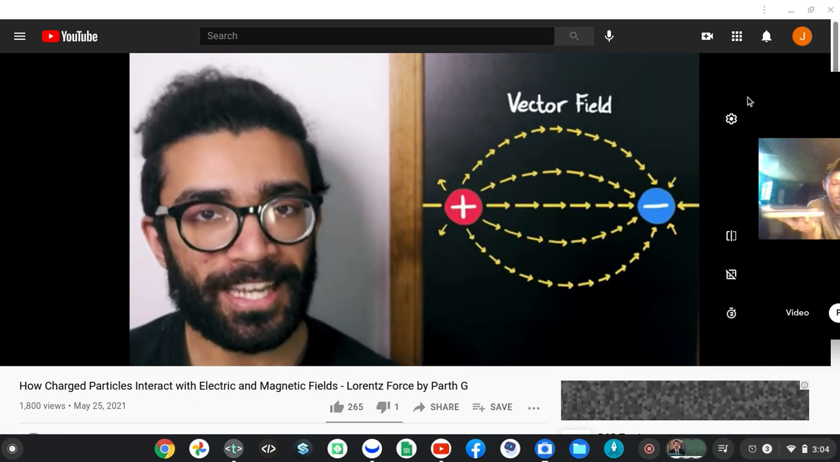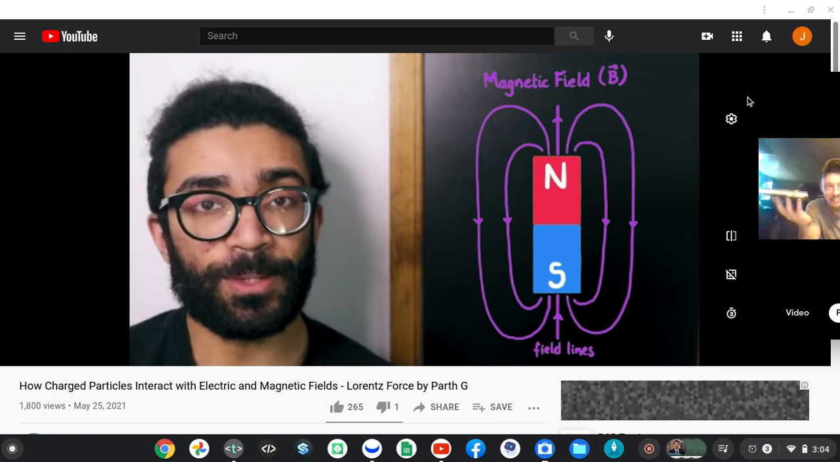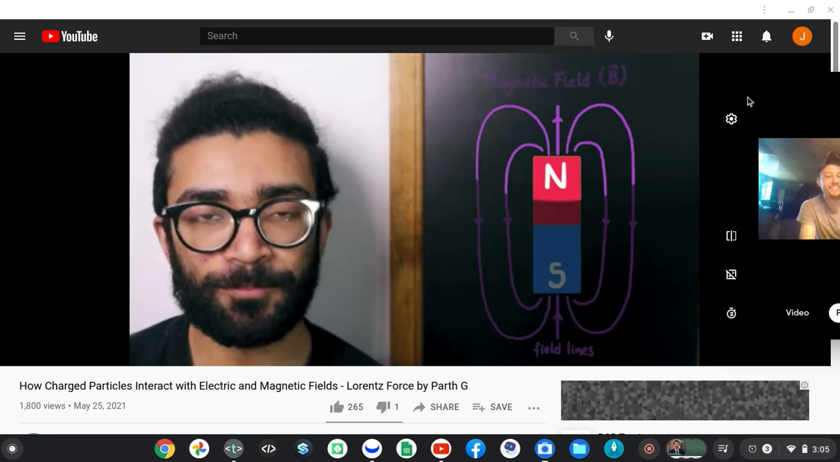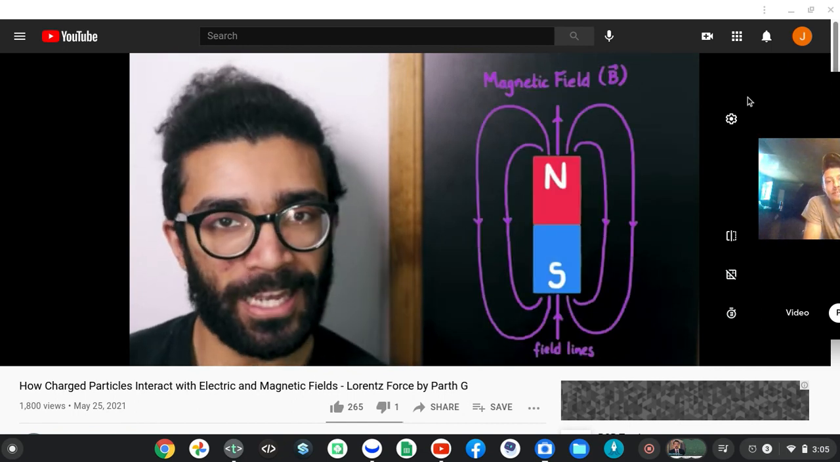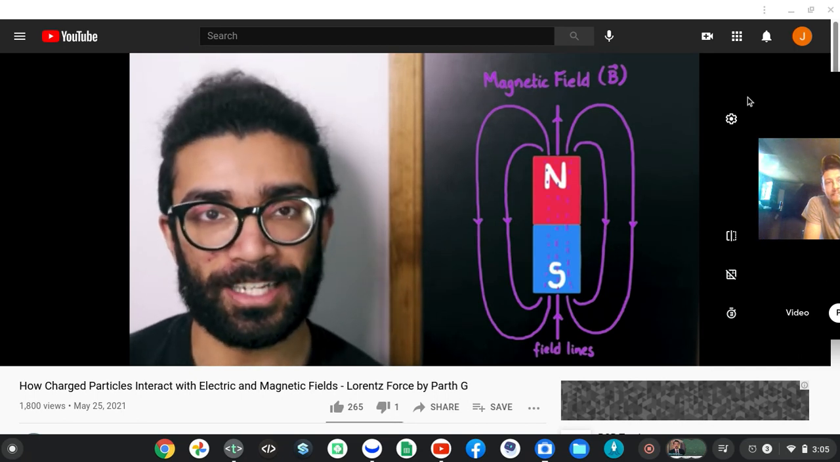Now, similar to electric fields, we can also think about magnetic fields. Our chosen convention is that magnetic field lines emanate from the north pole of a magnet, and they are absorbed into the south pole. Magnetic field lines are a little bit more complicated than electric field lines in that there can also be magnetic field lines inside our magnet.